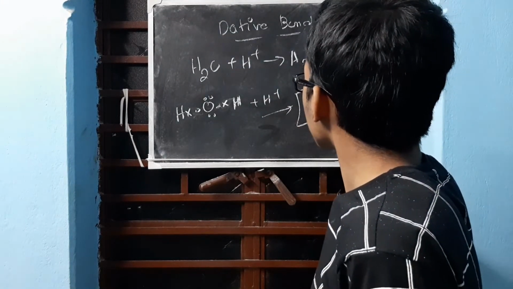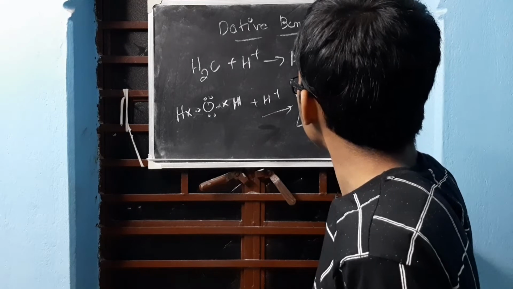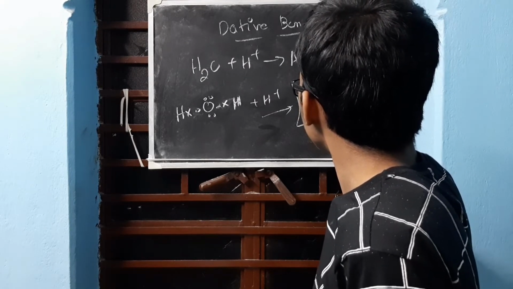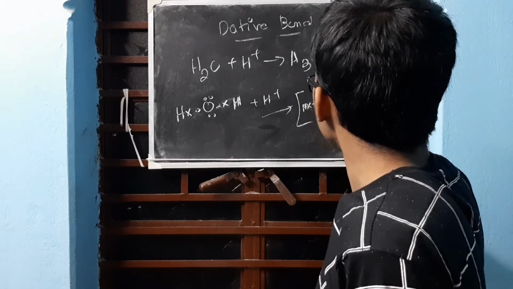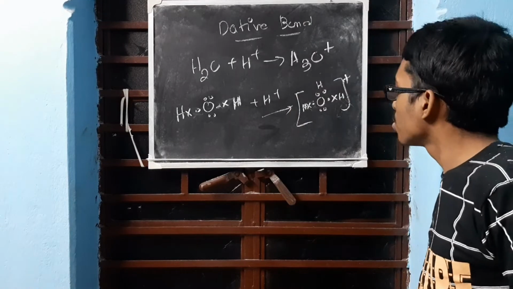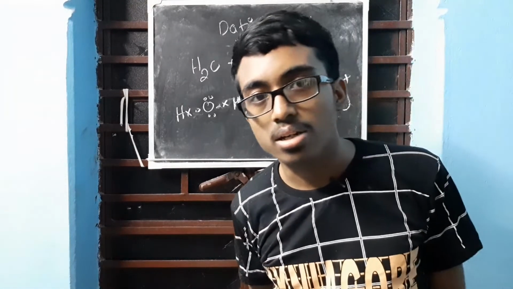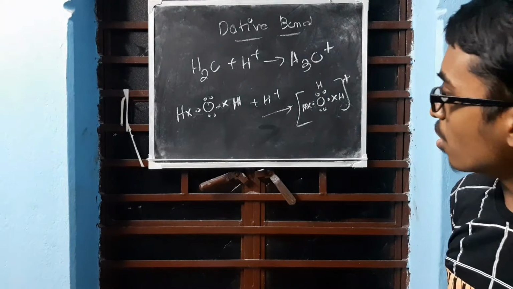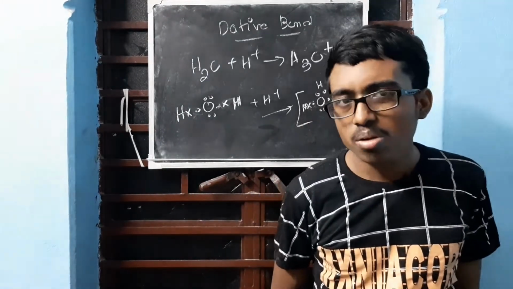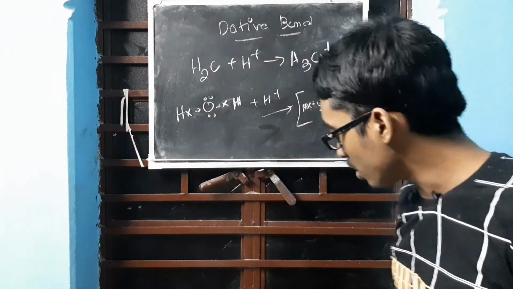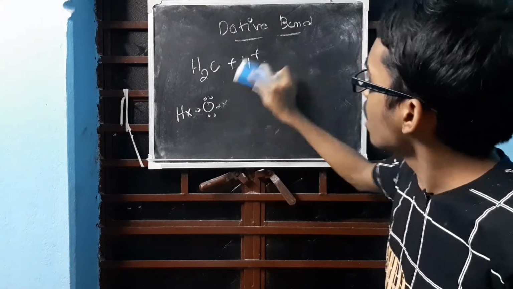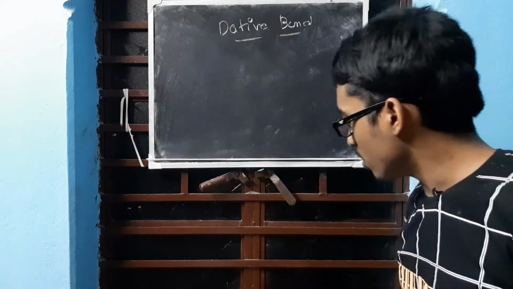Formation, O, 1, 2, let us write over here H. So this is what you call the H3O positive ion. So this is dative bond, H3O plus ion dative bond. Dative bond is a very short part, and this is the most important thing that you need to remember from here.